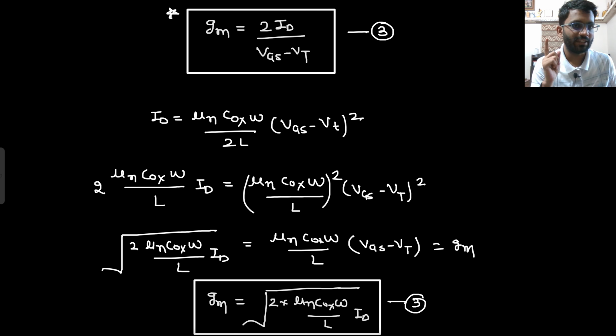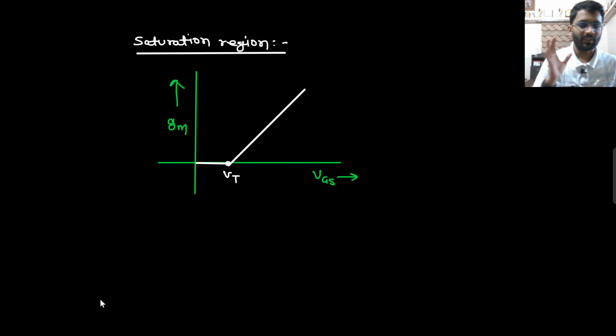So why did we find this GM? Because higher GM means higher gain. Higher GM means del ID by del VGS is higher. That means slope is higher, which means higher gain. But we cannot keep on increasing the slope because we may fall out of saturation, or there will be more power consumption. Right? So this much we have seen.